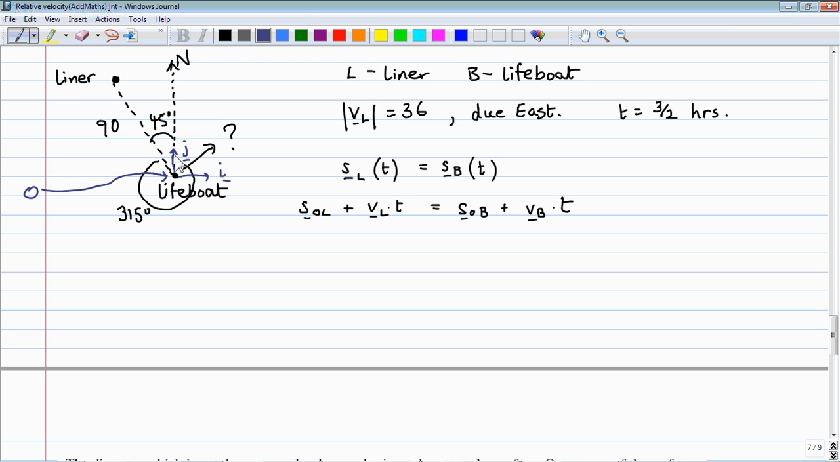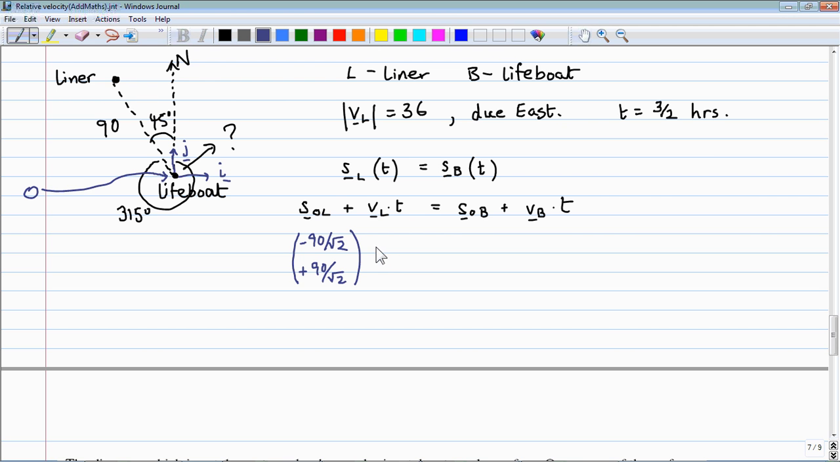So having made that choice and having defined I and j, I can rewrite all these vectors in terms of I and j. Do you see that? So the starting position of the liner is here. Now that is at a distance 90 from the origin, and this angle is 45. So it shouldn't take you very long to figure out that if I write that as a column vector, I'm going to get minus 90 over root 2 as the I component, and plus 90 over root 2 as the j component, because that's a 45-degree angle. So that's the starting position of the liner up here.